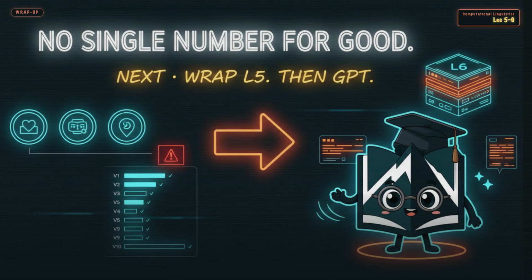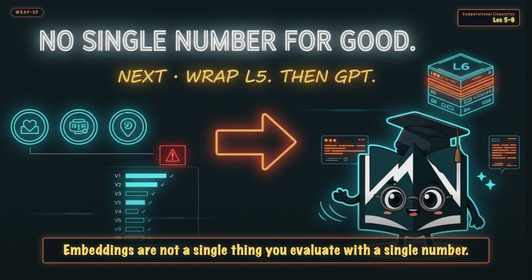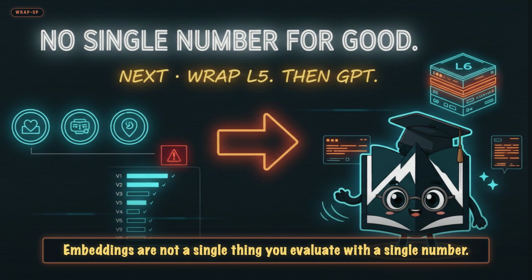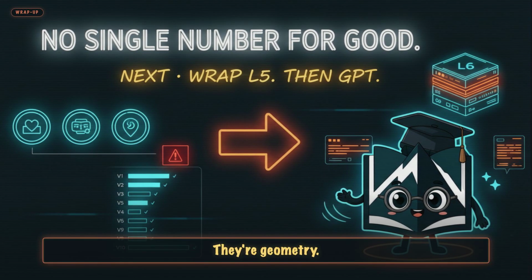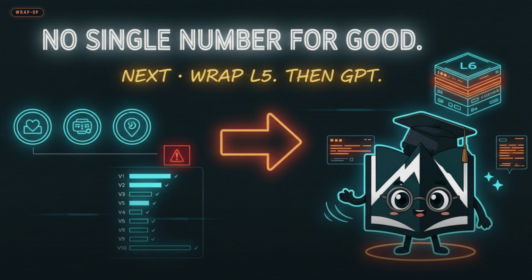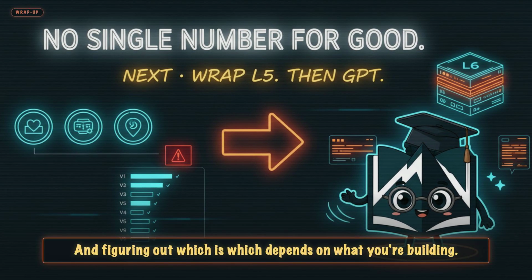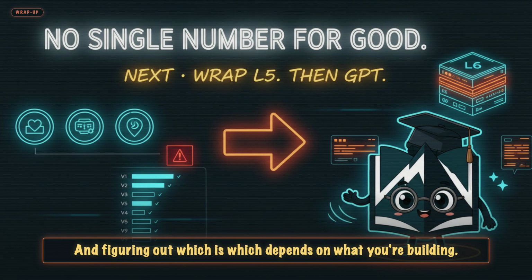Back to the puzzle. Embeddings are not a single thing you evaluate with a single number. They're geometry. They have properties. Some properties are useful, some are dangerous, and figuring out which is which depends on what you're building.